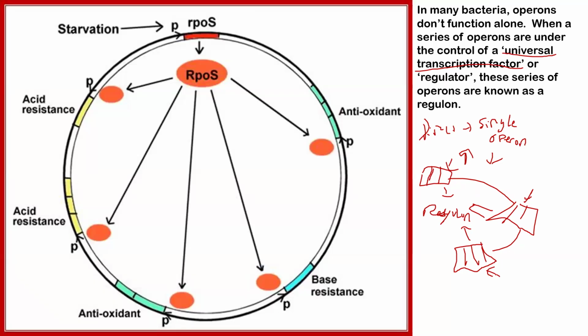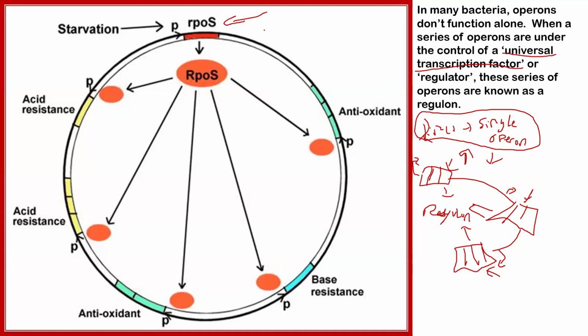Most regulons are regulated both by direct or single function transcription factors, so transcription factors that regulate the promoter region of each of these operons, so they can have their own individual ones. But if that's the case, each individual transcription factor has to be able to respond to the same signal in the same way, or they are regulated through a universal regulator.